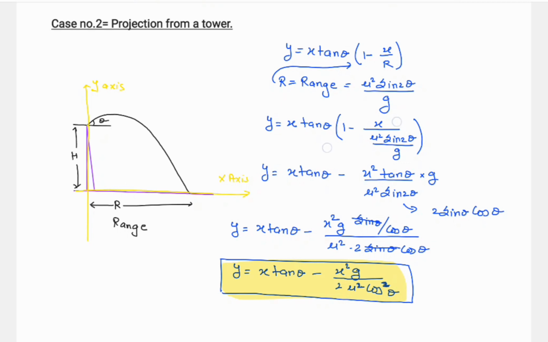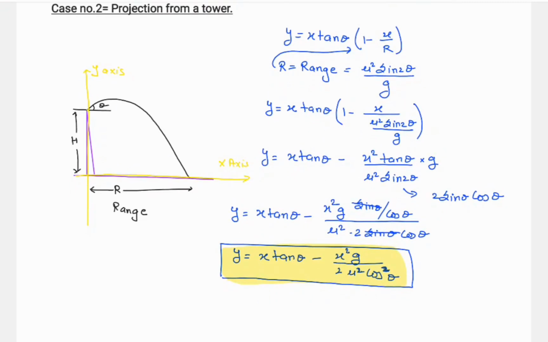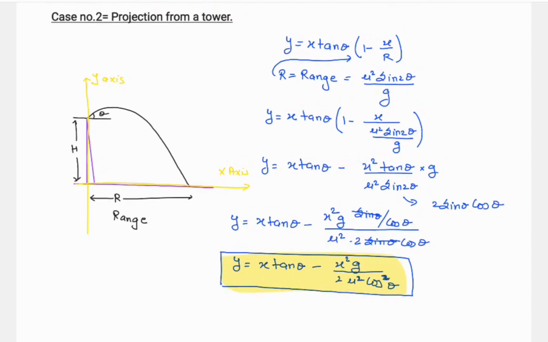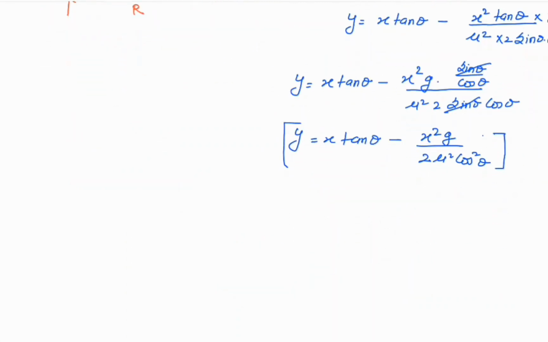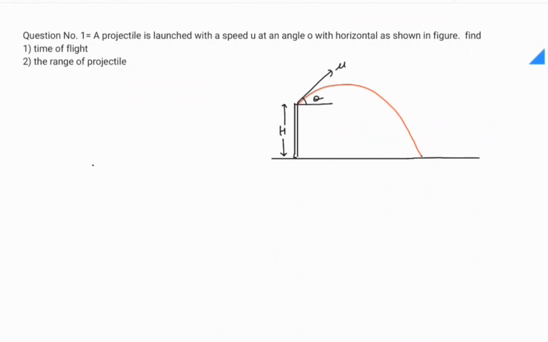This was just to discuss the trajectory equation. Okay, to understand how to calculate the values of the given parameters for projection from the tower, we will take one example, and with the help of the example we will try to calculate the value of the range and flight time. Okay, consider one question. Write down one question. The question is: a projectile is launched with a speed of u at an angle theta with the horizontal as shown in the figure. Find the time of flight and range of the projectile.